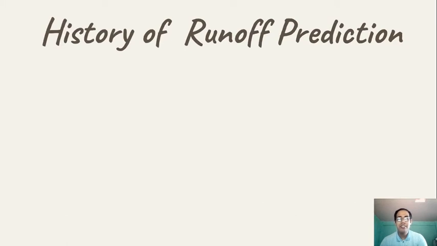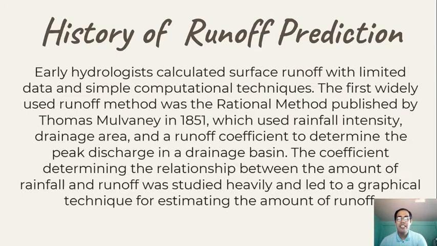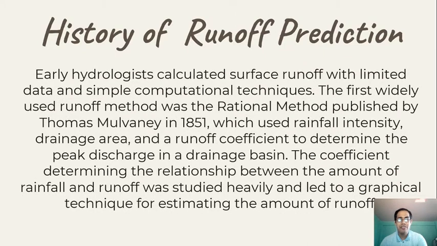The history of runoff prediction. Early hydrologists calculated surface runoff with limited data and simple computational techniques. The first widely used runoff method was the rational method published by Thomas Mulvaney in 1851, which used rainfall intensity, drainage area, and a runoff coefficient to determine the peak discharge in a drainage basin. The coefficient determining the relationship between the amount of rainfall and runoff was studied heavily and led to a graphical technique for estimating the amount of runoff.